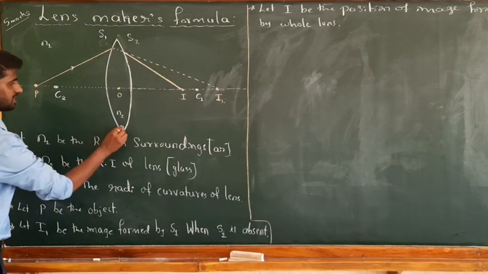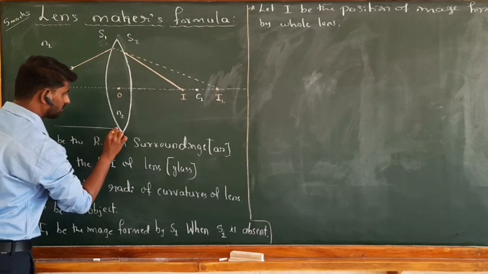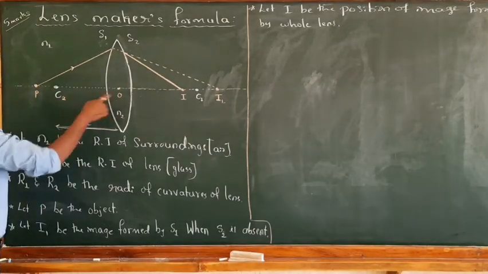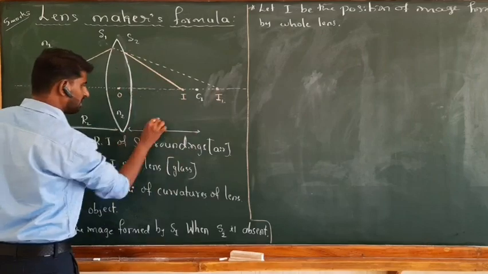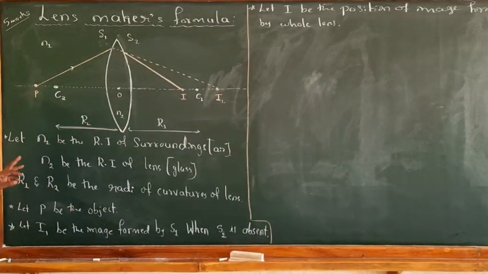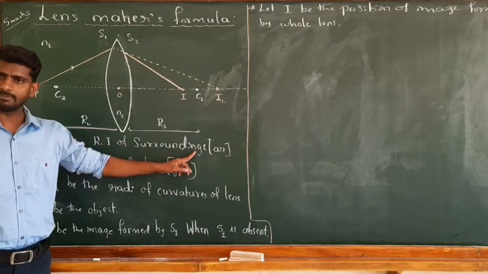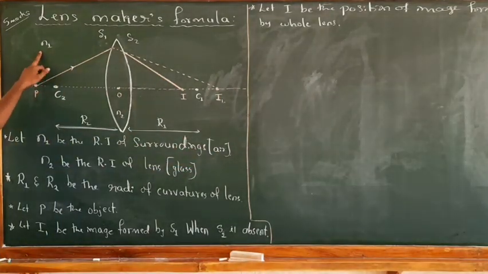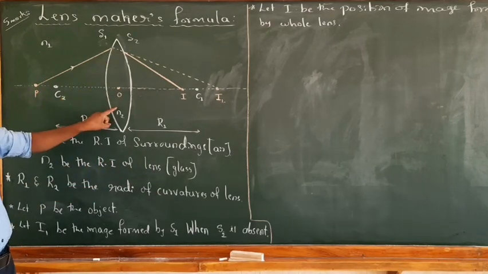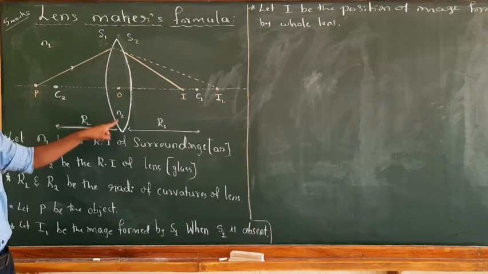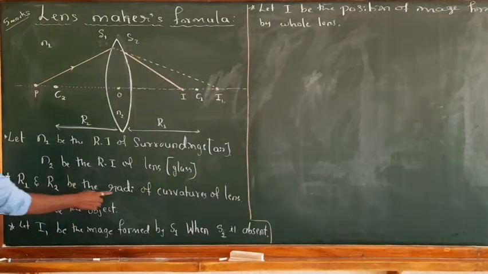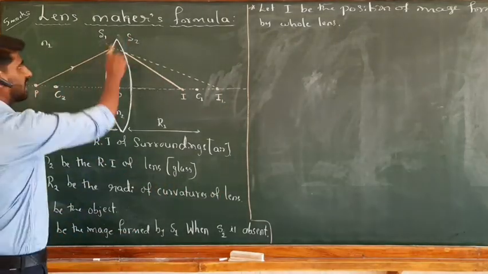See the distance from O to C2, this is R2, the radius of curvature of the second surface, and this is the radius of curvature of the first surface, R1, the distance of C1 from the optic center O. So the explanation must be like this: let N1 be the refractive index of the surrounding medium, usually air, and N2 be the refractive index of the lens material, usually glass. Then R1, R2 be the radii of curvature of the lens surfaces S1 and S2.